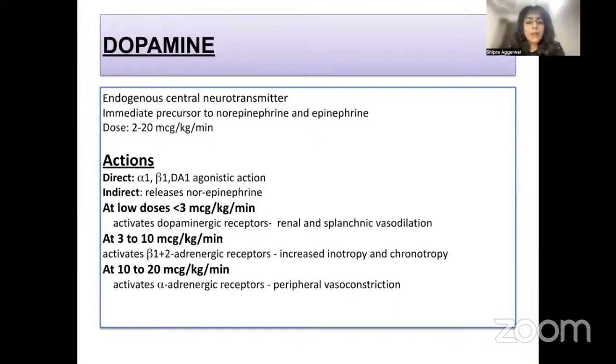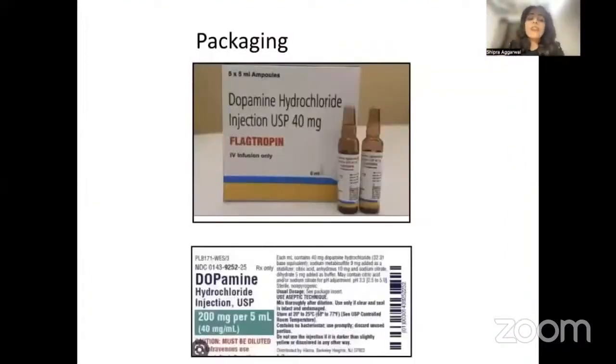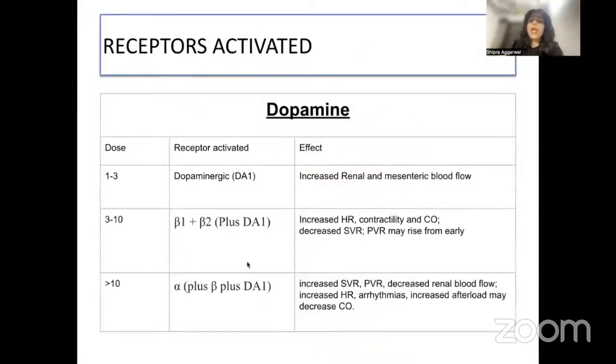At moderate doses of 3 to 10 micrograms per kg per minute, it activates the beta adrenergic receptors and will result in increased inotropy and chronotropy. At higher doses of 10 to 20 micrograms per kg per minute, it will result in activation of alpha-adrenergic receptors and peripheral vasoconstriction. So it is available as 200 mg per 5 ml ampule in a concentration of 40 mg per ml in dopamine hydrochloride injection. As discussed earlier, at a dose of 1 to 3 micrograms per kg per minute, the dopaminergic receptors will get activated; at moderate doses, beta receptors will get activated; and at high doses of more than 10, alpha adrenergic stimulated peripheral vasoconstriction will be seen.